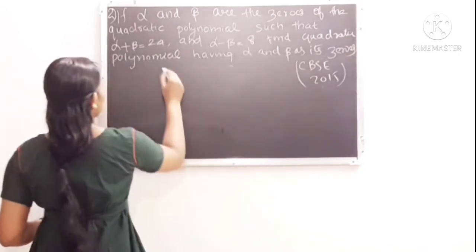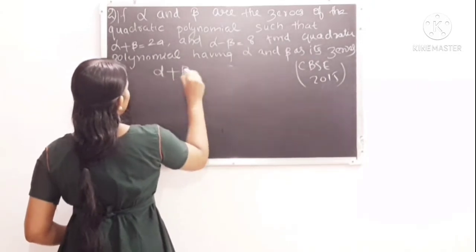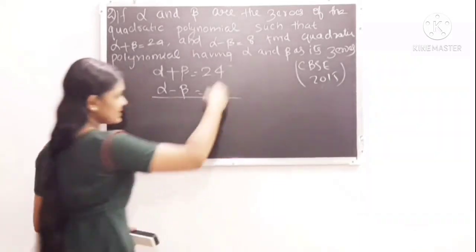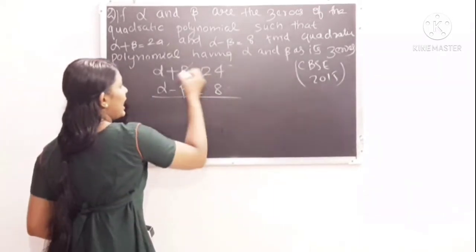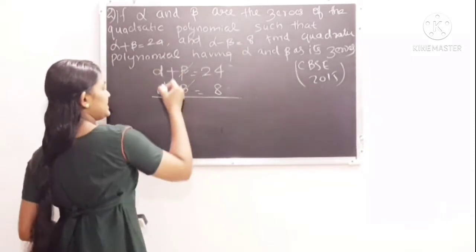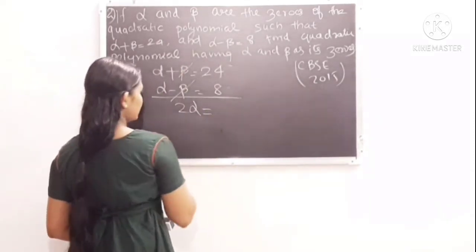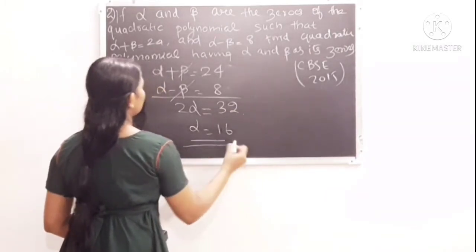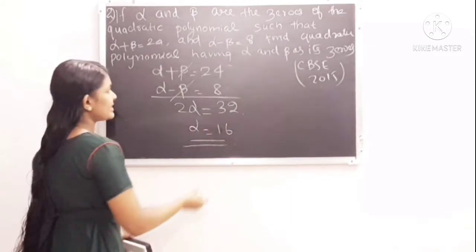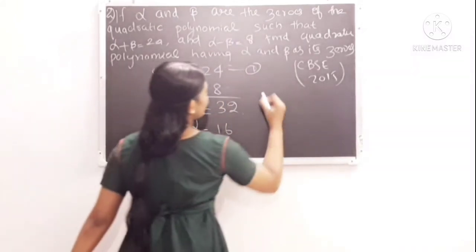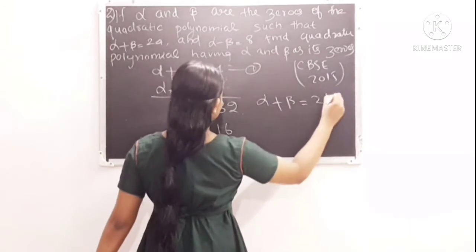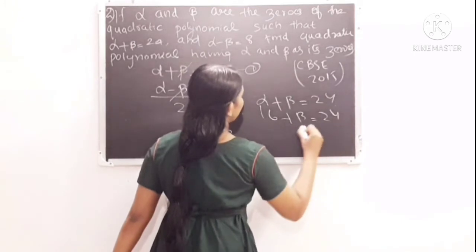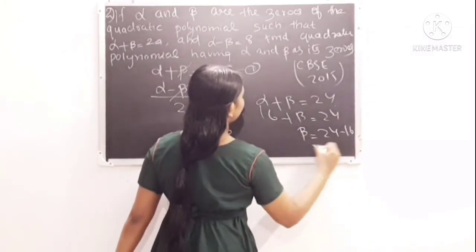Okay. So the given two equations are alpha plus beta is equal to 24 and alpha minus beta is equal to 8. When we add these two equations, beta and minus beta will get cancelled. So alpha plus alpha, which is 2 alpha, is equal to 24 plus 8, which is equal to 32. So alpha will be equal to 16. And when we substitute alpha is equal to 16 in our first equation, alpha plus beta is equal to 24, we get 16 plus beta is equal to 24. Therefore, beta will be equal to 24 minus 16, which is equal to 8.